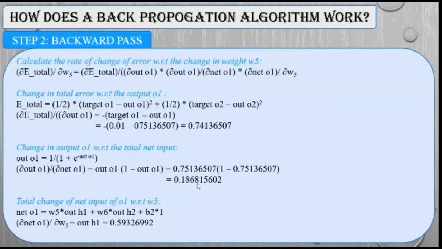Now let's find the third term, which is the differentiation of net O1 with respect to W5. We have net O1 as W5 into out H1 plus W6 into out H2 plus B2 into 1. When you differentiate net O1 with respect to W5, the other two terms become constant and their derivative is 0. When you differentiate W5 into out H1 with respect to W5, we get out H1, which is 0.49. So we have the values of all three terms now.